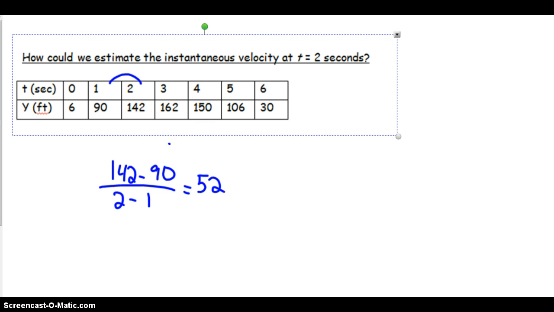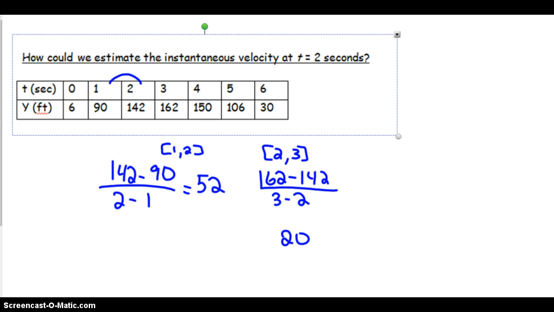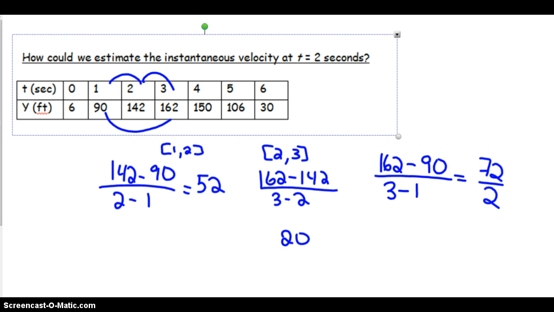So that's the interval of 1 to 2. I could do the interval of 2 to 3, and that would give me 162 minus 142 over 3 minus 2. That one is 20. And I could also do 1 to 3. All of these are options. So 162 minus 90 over 3 minus 1, and that's going to give me 72 over 2, which is 36.